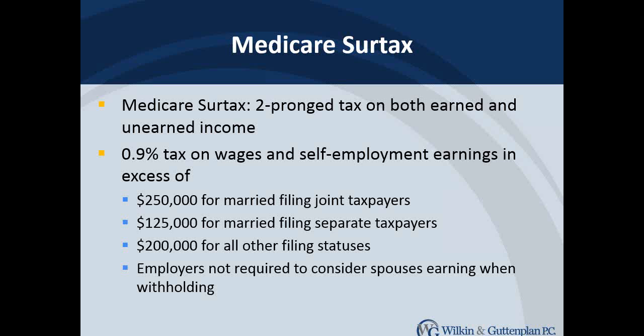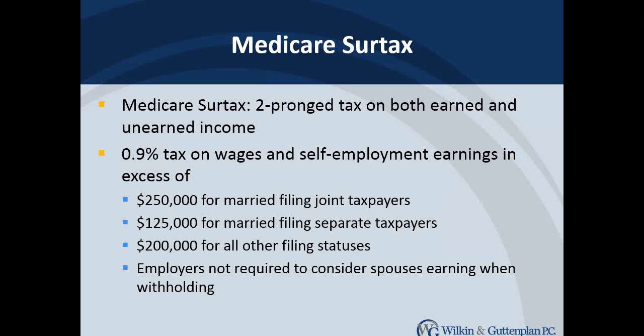The one thing to note is that employers are not required to consider your spouse's earnings when they're doing this withholding. So for a lot of taxpayers that are W-2 employees, once you exceed the $200,000 threshold, your employer automatically is going to start withholding this 0.9% to account for this tax that you're going to be liable for.